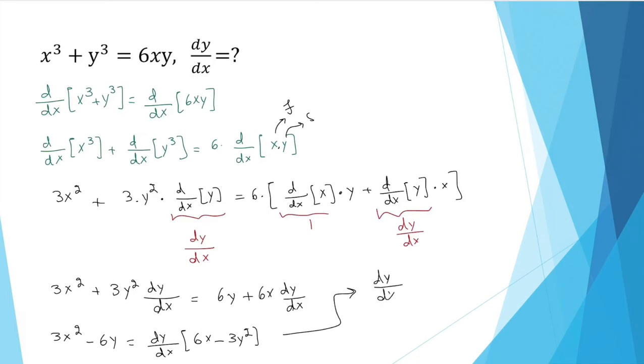And if we divide both sides by this term right here, we will get 3x squared minus 6y divided by 6x minus 3y squared. We could also factor 3 from every term and get x squared minus 2y divided by 2x minus y squared. And this is the final answer to the question.